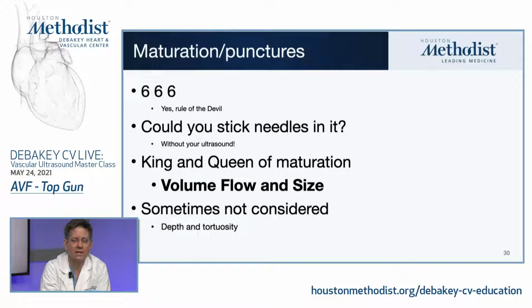And essentially the dialysis technicians and nurses are on their own with their own wits and skill and fingers and eyes to try and stick needles into these fistulas. And you can help predict whether that's feasible or not. The real king and queen of maturation are size of the vein and how much flow is going through it. And ultimately, if it's big enough and has enough flow and they can get needles in it, then that's all good. Things that are not considered are depth and tortuosity.